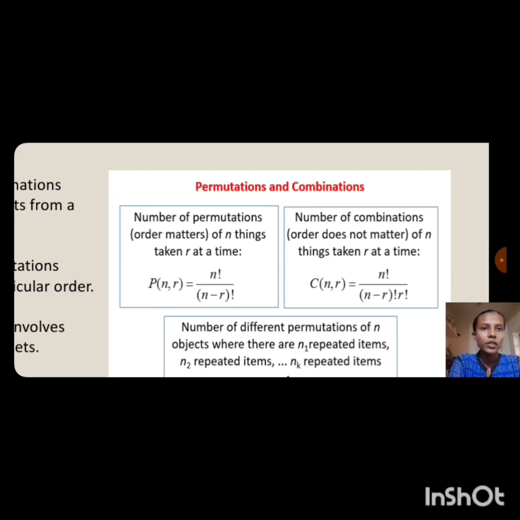Permutation and combination. Number of permutations, where order matters, of n things taken r at a time: P(n, r) equals n factorial divided by (n minus r) factorial. Number of combinations, where order does not matter, of n things taken r at a time: C(n, r) equals n factorial divided by (n minus r) factorial times r factorial.